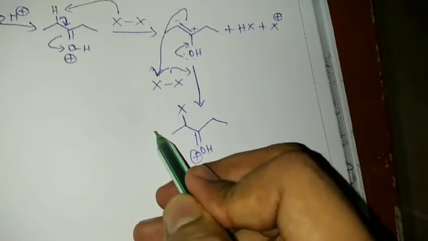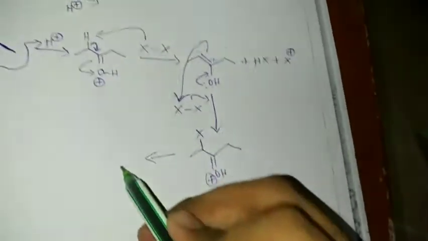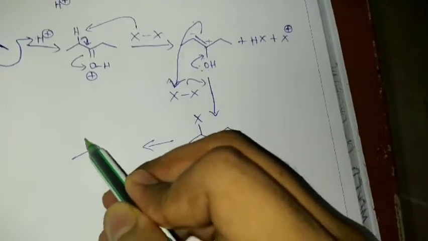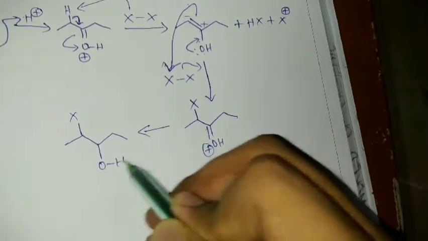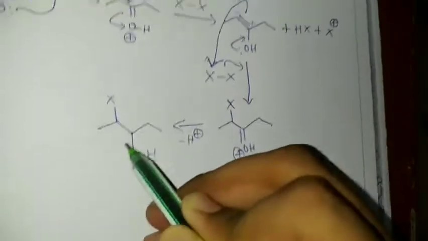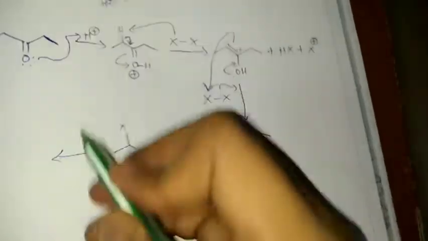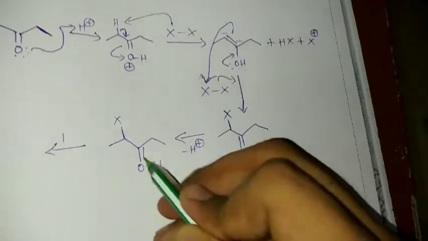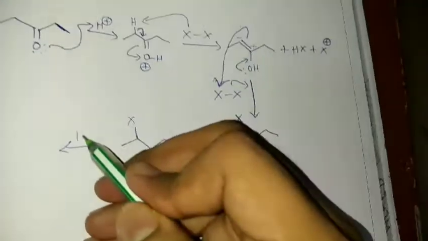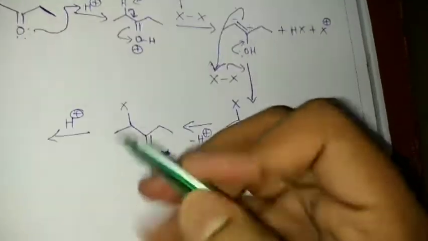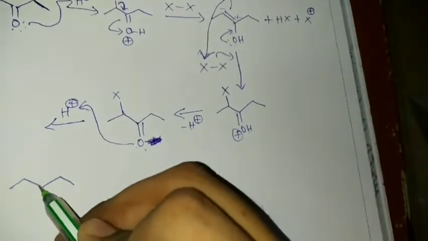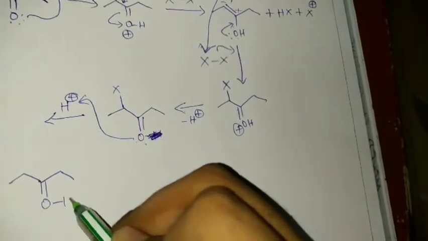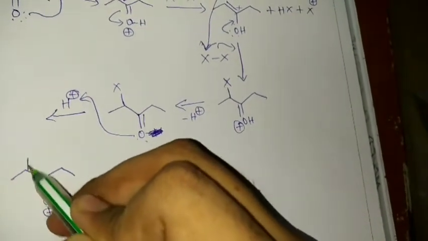So what will happen? This essentially leaves, forming this OH minus H plus. So this is the compound formed, right? So what will happen? Suppose the reaction should take place again, I mean further, what will happen? This should attack over here and form this double bond, H plus and X.